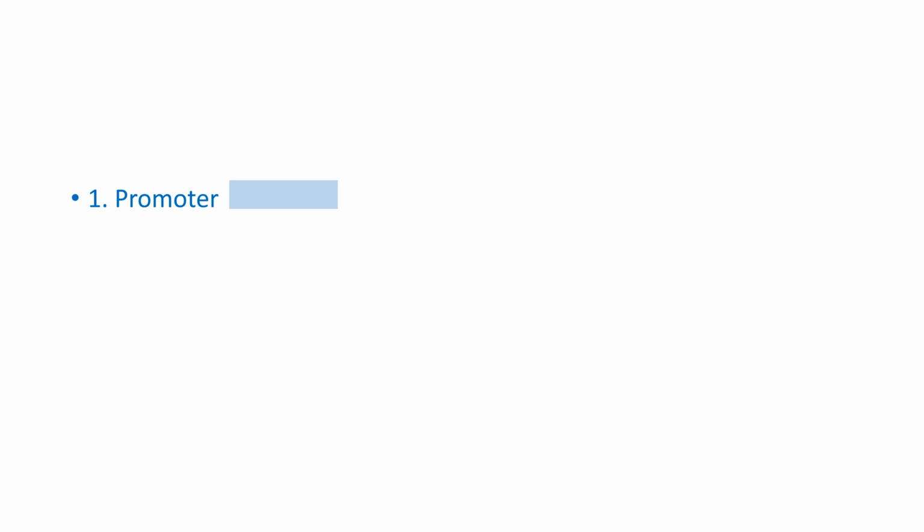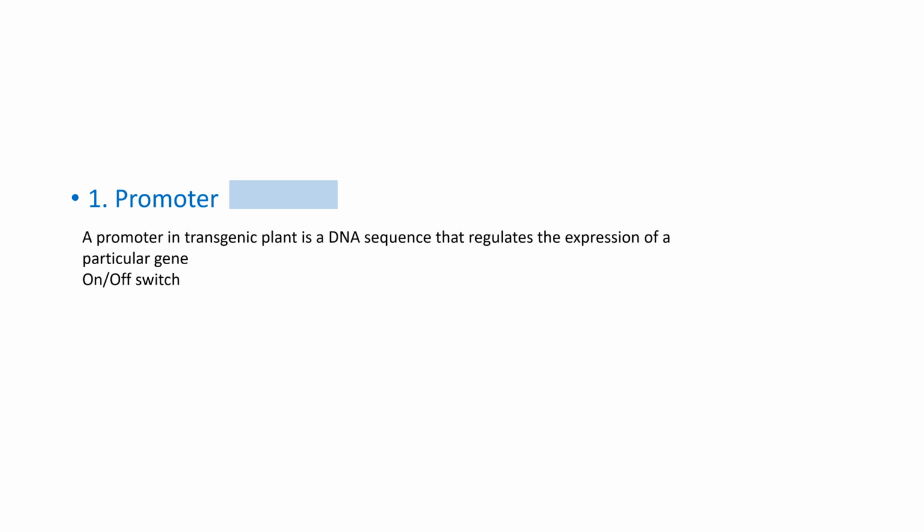Once a gene has been isolated and cloned, cloning is done in a bacterial vector, that means it is amplified in a bacterial vector. It must undergo several modifications or manipulations before it can be effectively inserted into a plant. So a promoter sequence must be added for the gene to be correctly expressed. Now a promoter in a transgenic plant is a DNA sequence that regulates the expression of a particular gene. It is an on and off switch that controls when and where in the plant the gene will be expressed.